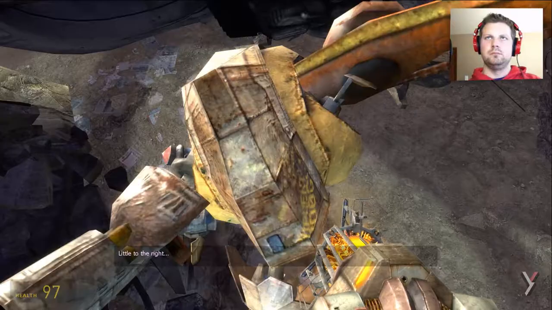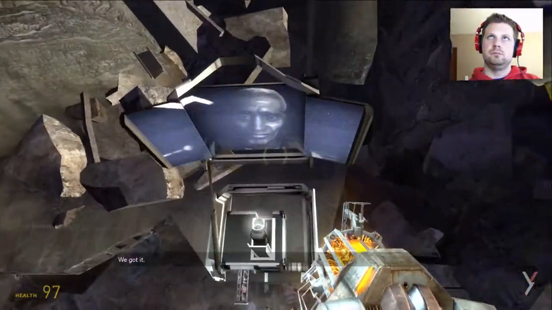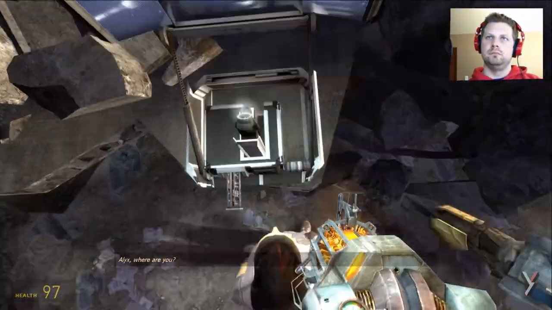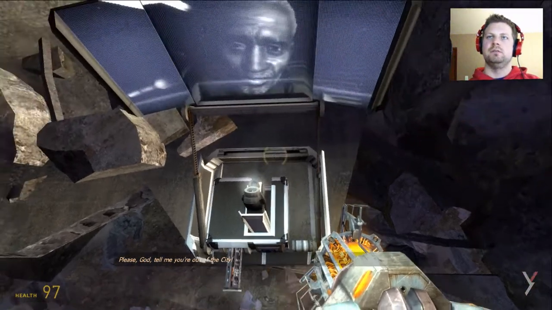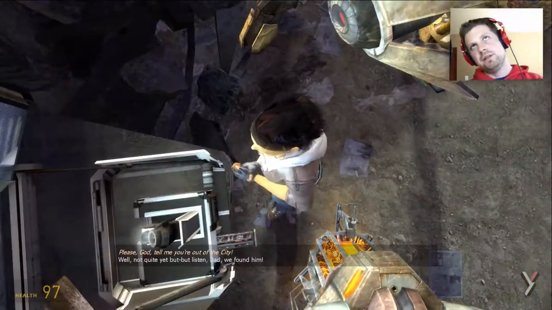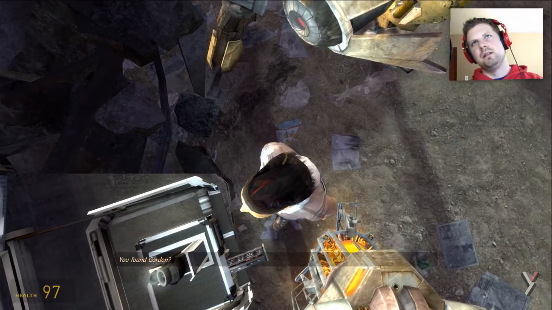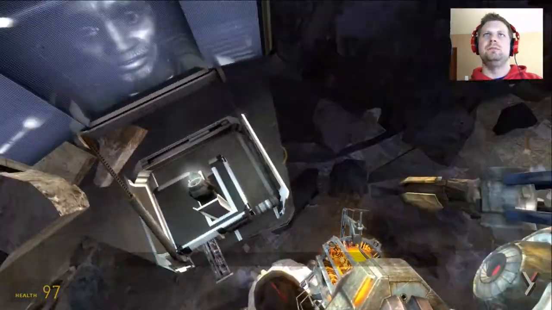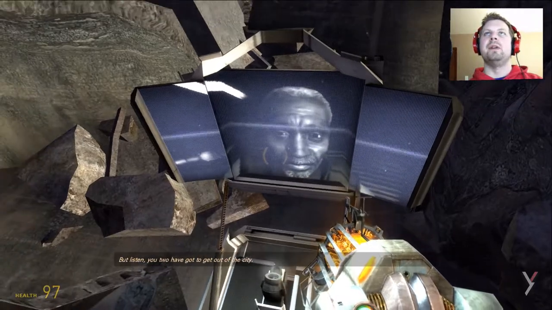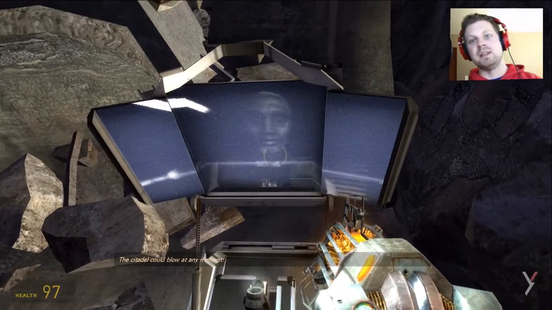A little to the right. There we go. Hold it there. We got it. Dad. Alex, where are you? She's right here. I never noticed that red streak in your hair. But listen, Dad, we found him. Why a red streak? Is it because you're a rebel? Rebel without a cause. Well, besides the human race.